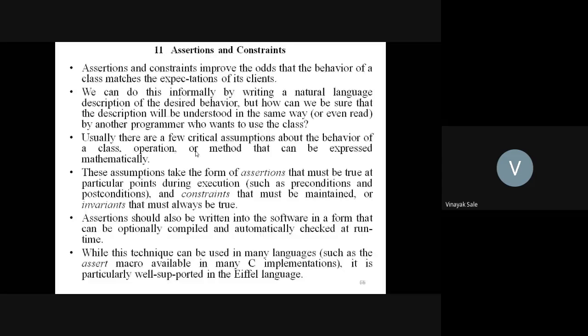Usually, there are a few critical assumptions about the behavior of a class, operations or methods that can be expressed mathematically. These assumptions take the form of assertions that must be true at particular points during execution, such as preconditions and postconditions, and constraints that must be maintained, or invariants that must always be true.